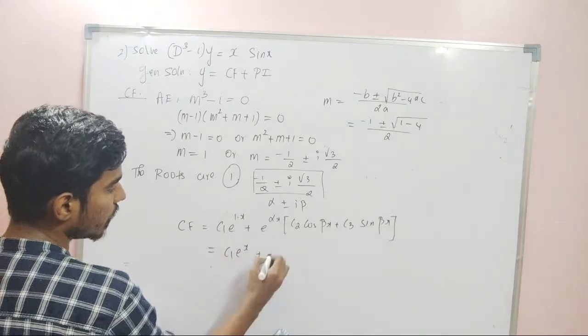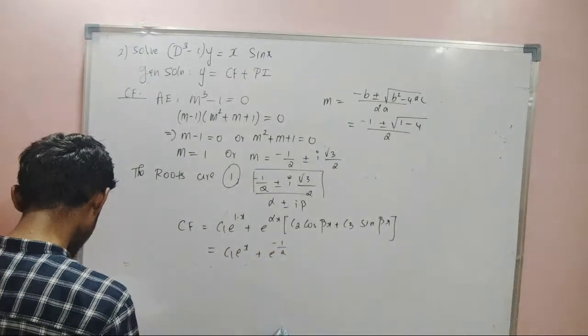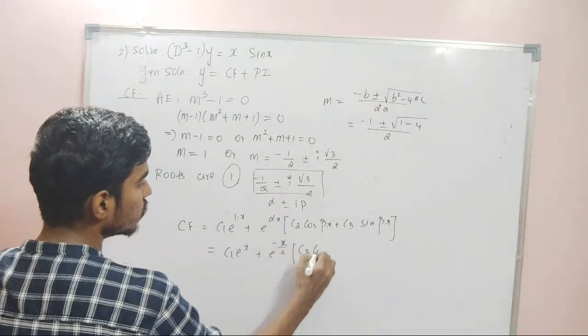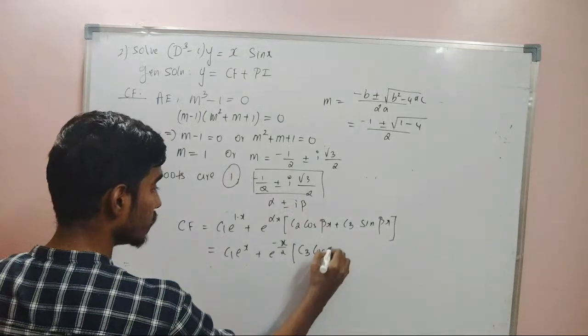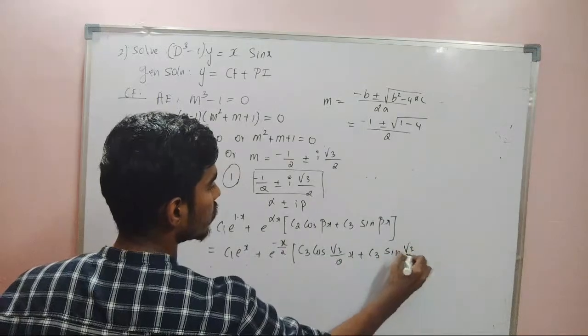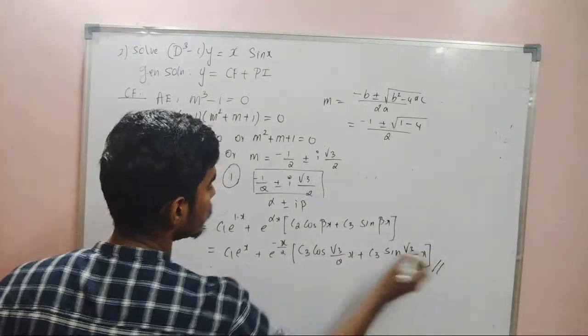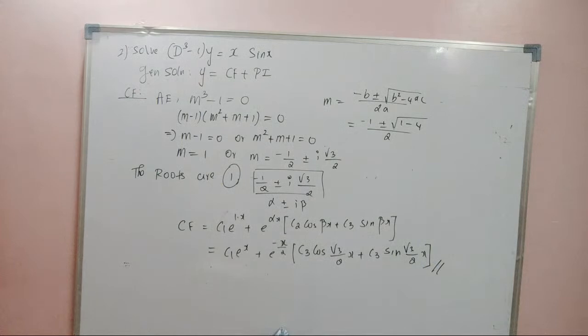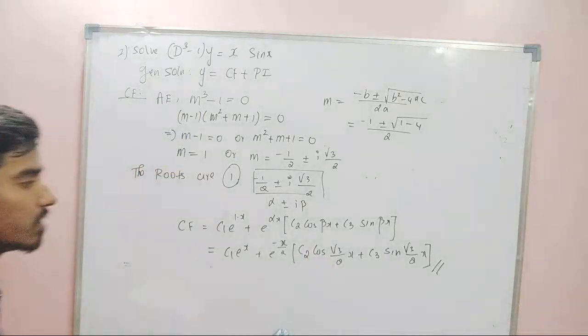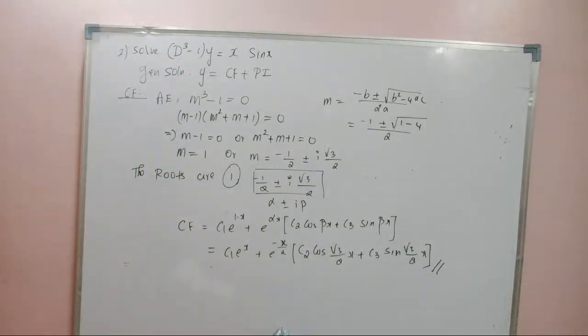Plus alpha is minus 1 by 2, so we will have e power minus x by 2, right? Alpha is 1 by 2 into c2 cos, our beta is root 3 by 2, so we will have root 3 by 2 x plus c3 sin root 3 by 2 x. This is our complementary function, that is c1 e power x plus e power minus x by 2 into c2 cos root 3 by 2 x plus c3 sin root 3 by 2 x.